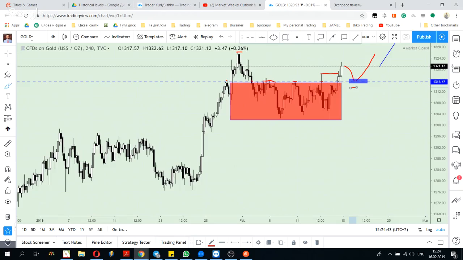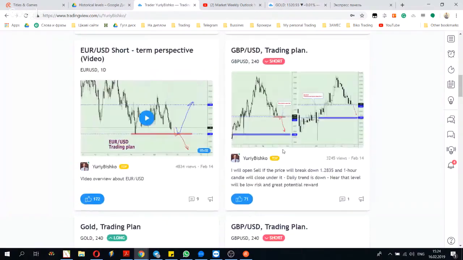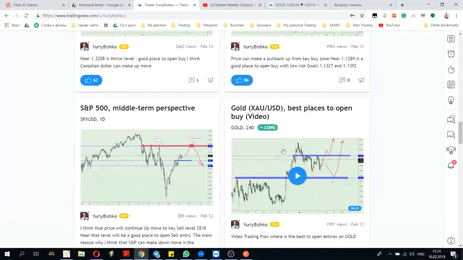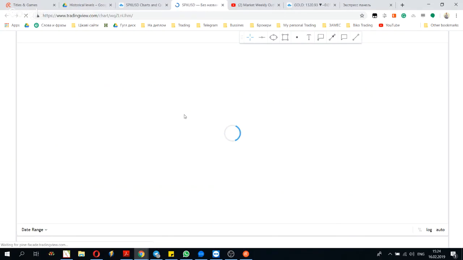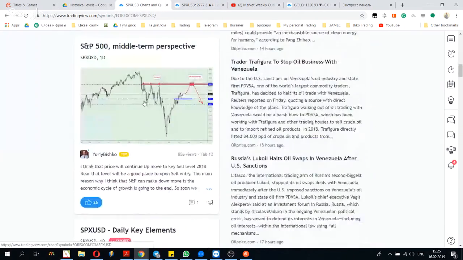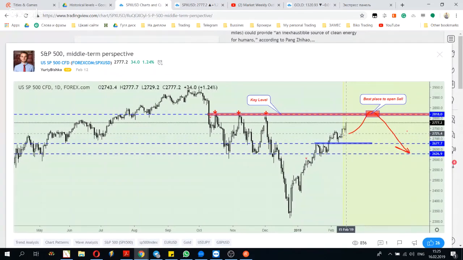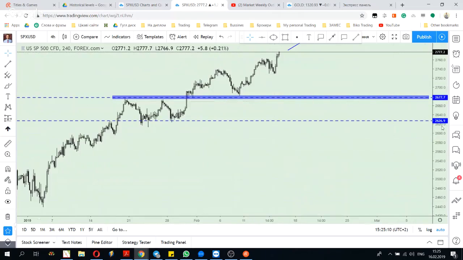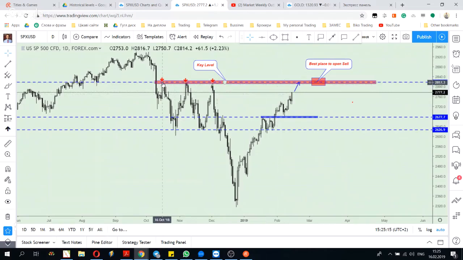Friends, this is all about major currency pairs. We are done with the major currency pairs. Also about S&P 500. I want to show you one more thing about S&P 500. As you see, here I made a forecast about S&P 500. Here was a forecast. I still think that the price has a big chance to move to this key level.